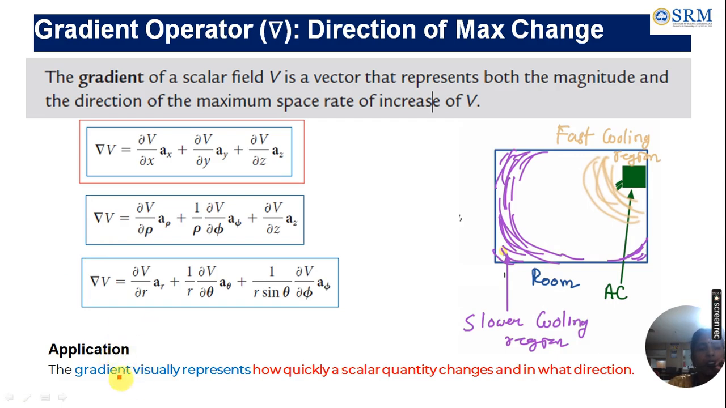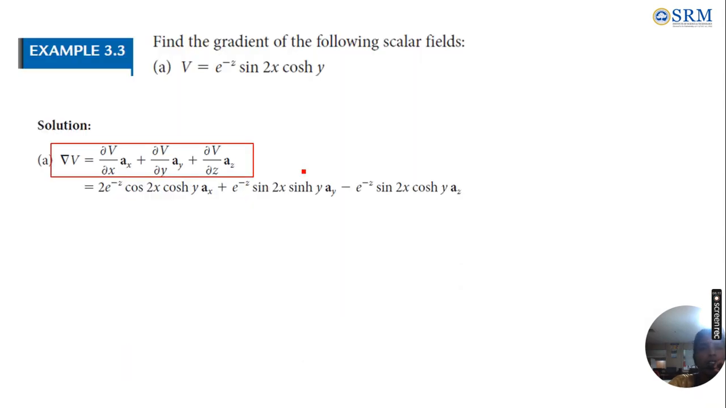So where do we need this gradient operator? I want to see how my scalar quantity is changing and in what direction it is changing. In that case, I will apply a gradient and find the result. Even if I apply the gradient on a scalar field V, my answer will be a vector, because the function is differentiated partially with respect to x and multiplied by the unit vector along each of the directions.